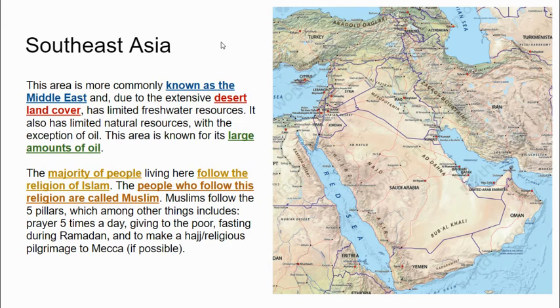Southeast Asia. So there should be a separate heading on your slides, on your notes. Remember, the colors stand for different bullet points. So this is a bullet point. This is a bullet point. This is a bullet point. This is all its own bullet point. And this orange stuff is its own bullet point.